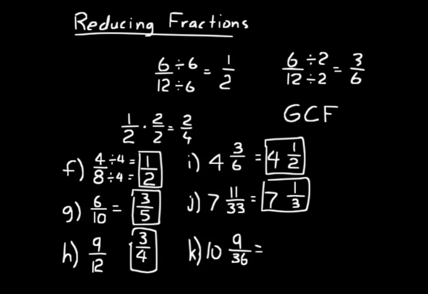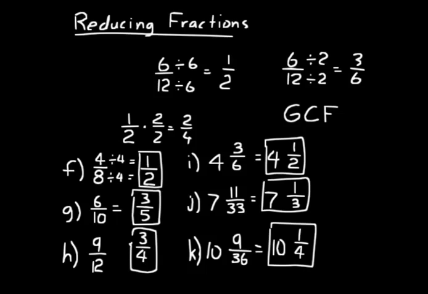And then K, let's do that one. Write down the whole number, 10. That's not changing. 9/36, 10 and 9/36. Both of those have a 3 in common, but that's not the greatest common factor. 9 is the greatest common factor. So we divide the top by 9 and get 1, the bottom by 9 and get 4, 10 and 1/4. Now that's the most reduced form of the fraction part of that mixed number.